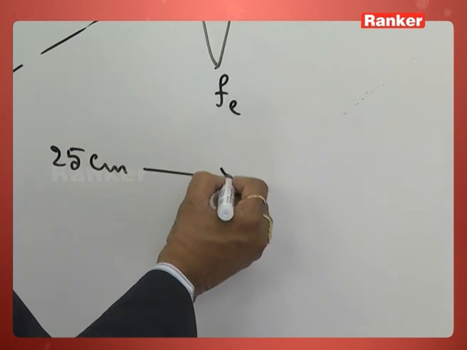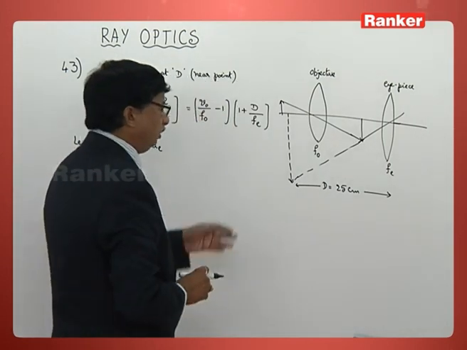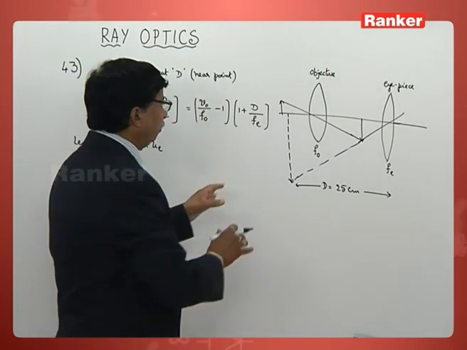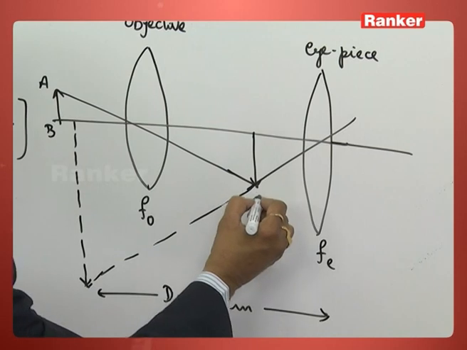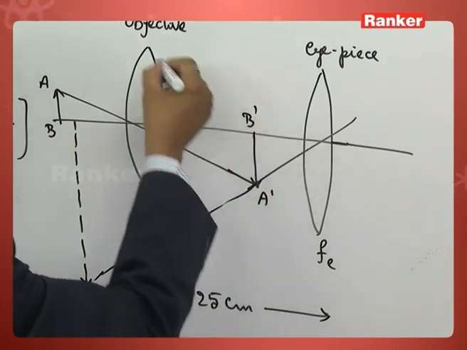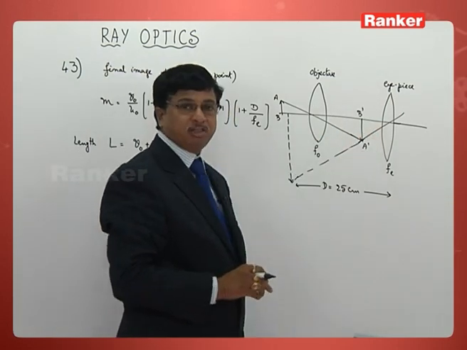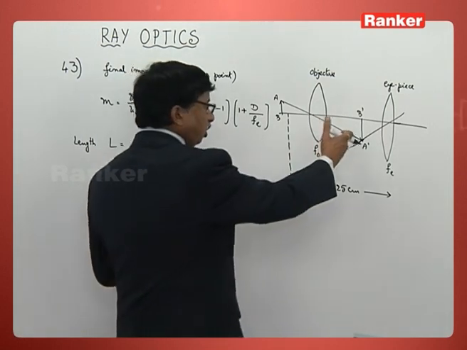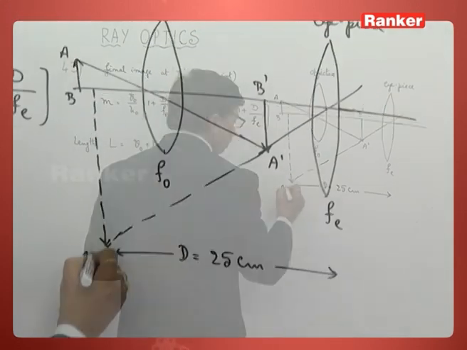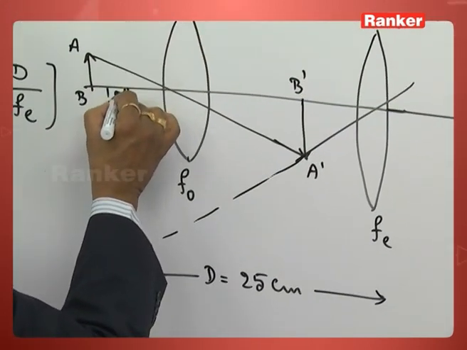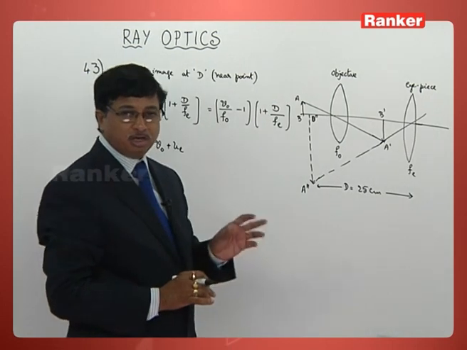That is the image distance from the eyepiece. What is this 25 to be called? Near point distance, or least distance of distinct vision. Now if you look carefully, AB is the object for the objective. A dash B dash is the image formed by the objective. That image becomes an object for the eyepiece. When this is an object for the eyepiece, this becomes the image formed by the eyepiece, which can be taken as A double dash B double dash. This is the final image, formed at 25 centimeter.